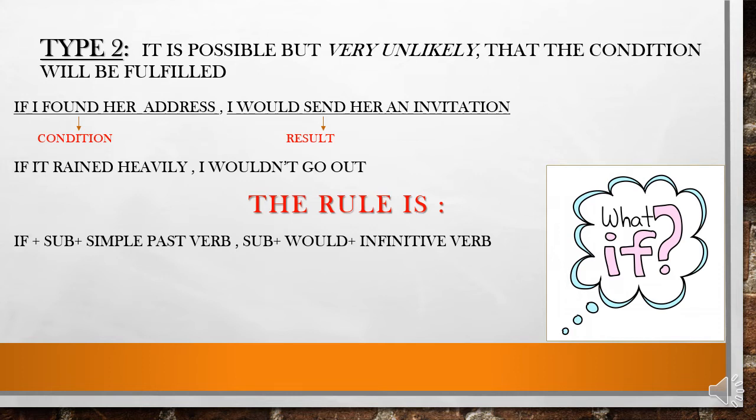So the rule is in type 2, you have to use if plus the subject, then use the simple past verb. This is for the first part. For the second part, you have to use subject plus would, and after would you have to write an infinitive verb, which is the base form of the verb. Okay, remember, after modals, after will, would, can, could, may, might, or must, you have to use what? You have to use the infinitive verb.